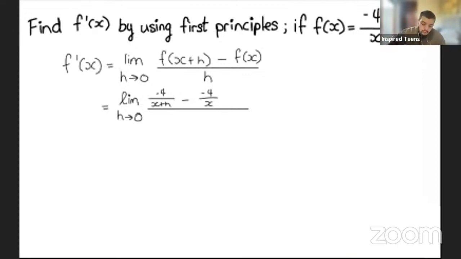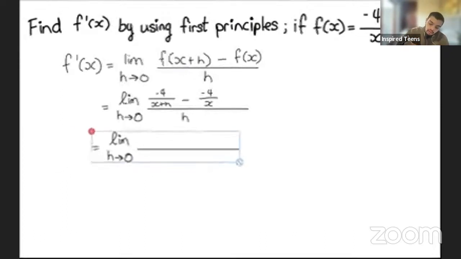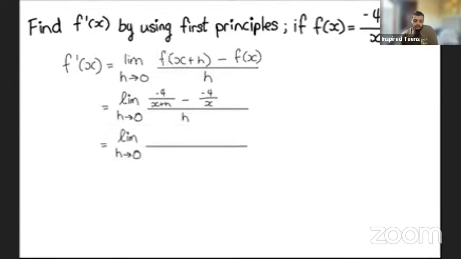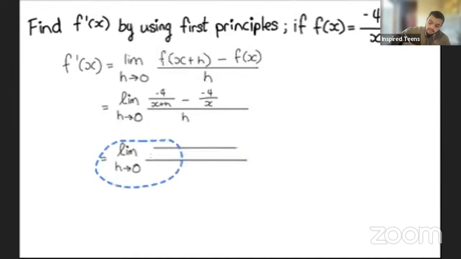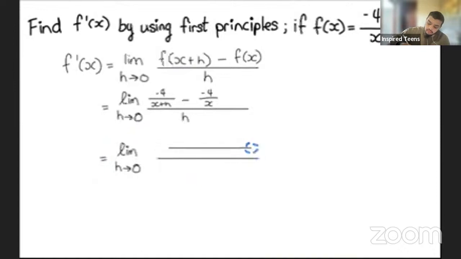Okay, so f of x plus h is negative 4 over x plus h minus negative 4 over x, divided by h. Okay, so now we have to simplify this. We have a complicated fraction. So we have to do LCD. The LCD is going to be x into x plus h, because we multiply these two denominators. Whatever's missing from this side is x.